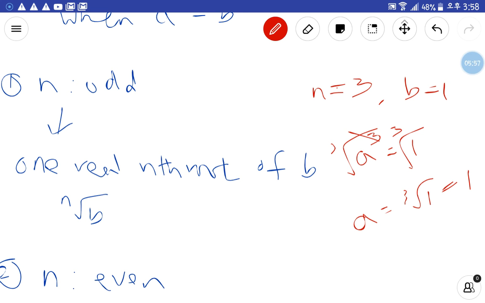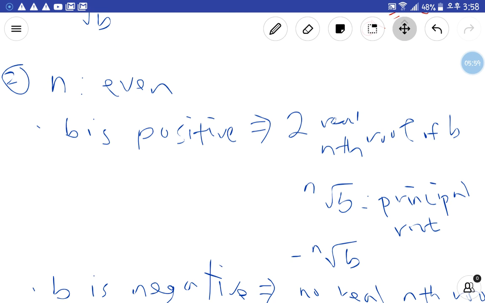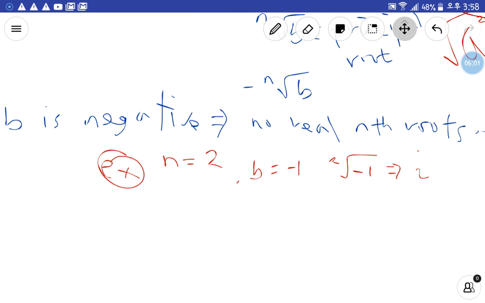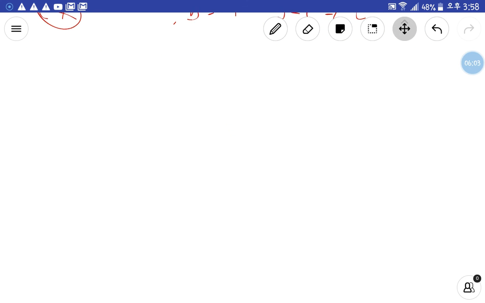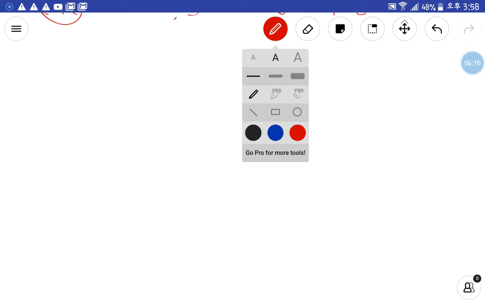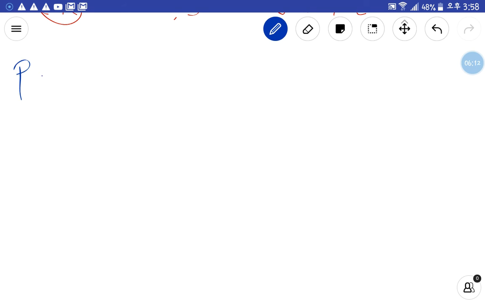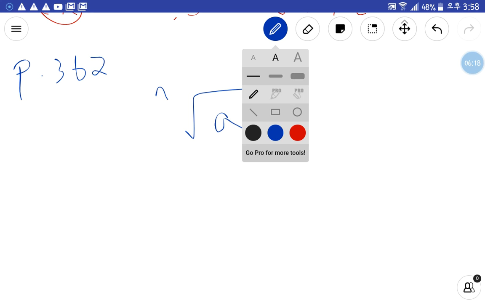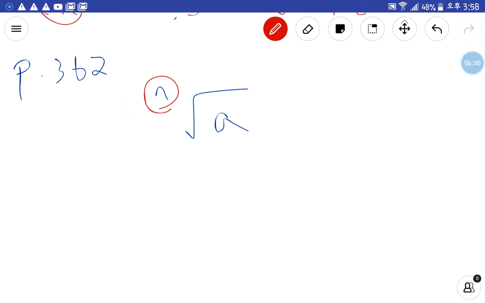After that, on page 362, they're going to introduce you to the vocabulary of index, radical, root, and radicand. When you look at page 362 all the way at the top, you can see this, right? Especially this n, we call the index.